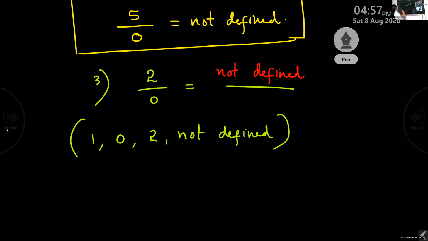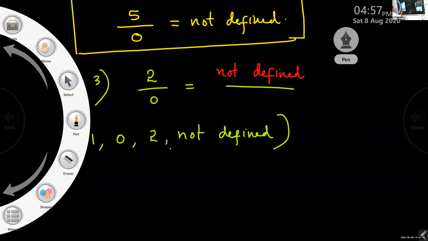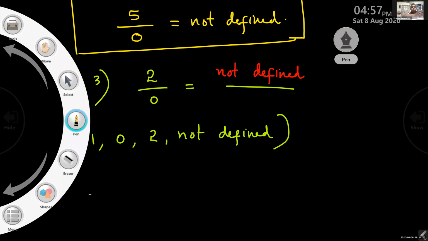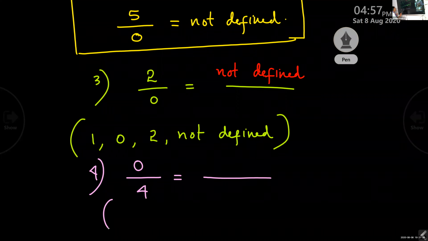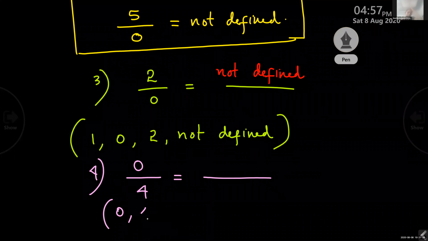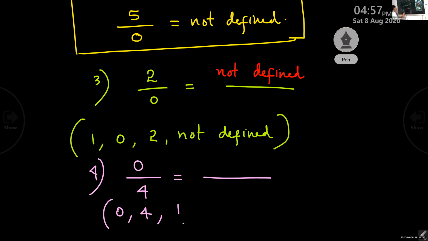And I'll give one more question to you. Fourth question: 0 divided by 4. The answer is dash. The options are 0, 4, 1, not defined.